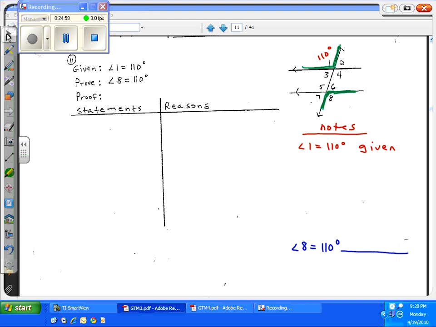Okay? So somehow or another, we want to make our way from knowing that angle 1 is 110 to knowing that angle 8 is 110. And so we start planning a way to get there. Well, 1 goes to 4, we know that, and 4 goes to 5, we know that, and 5 goes to 8, we know that. So maybe I can work my way from 1 to 4 to 5 to 8. Now, what says if 1 equals 4 and 4 equals 5 and 5 equals 8, then...? You know what that is, don't you? That's transitive property.